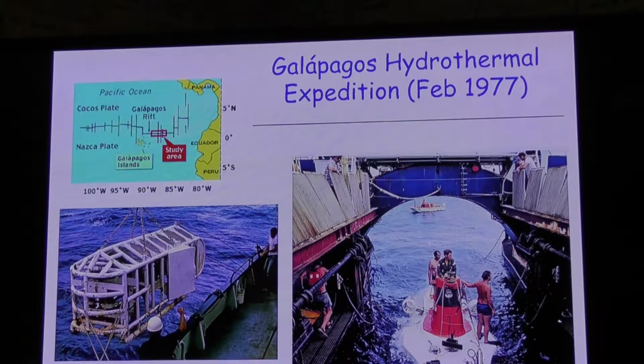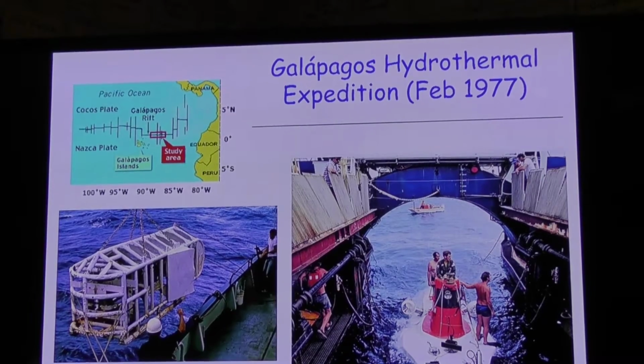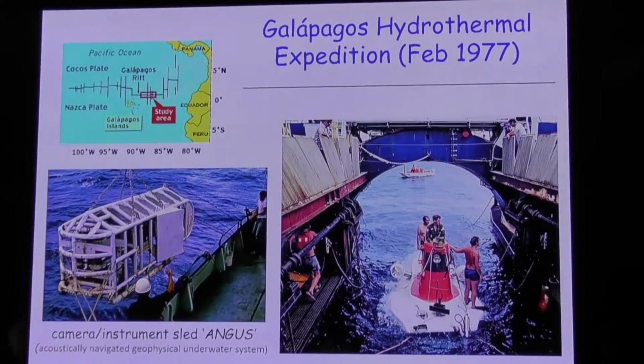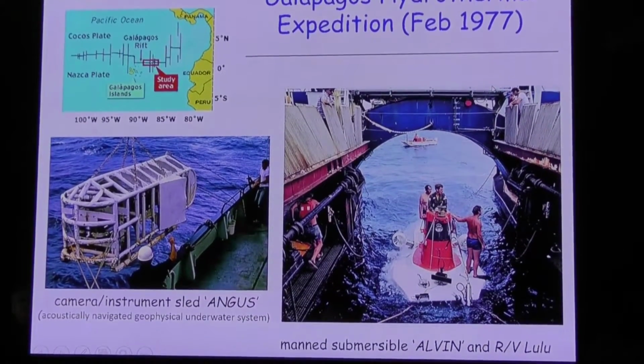So just a little bit of history. The Galapagos hydrothermal expedition in February of 1977 left from Scripps Institution of Oceanography. It went on the Lulu, which is this very strange ship that has a hole in the middle of it.